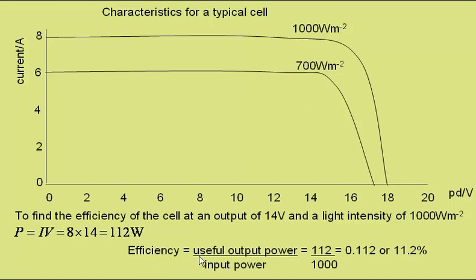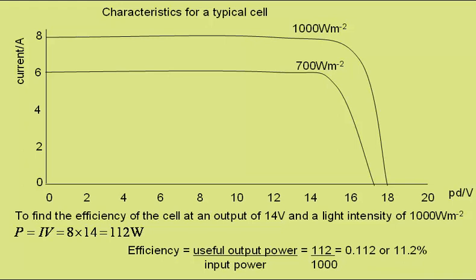Efficiency is equal to useful power output divided by the input power, which in this case is the 112 watts we're getting out, divided by the 1000 watts we're taking in. This is taking a 1 square meter solar cell, gives an efficiency of 0.112 or 11.2%.